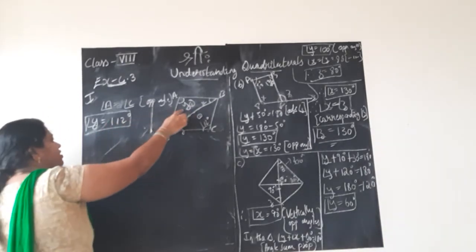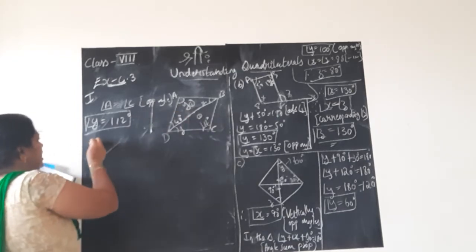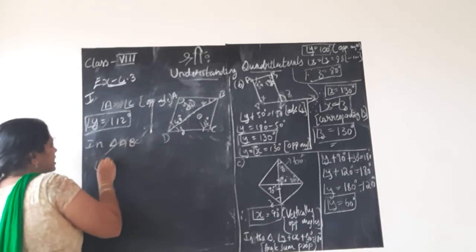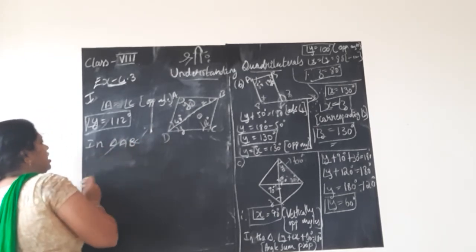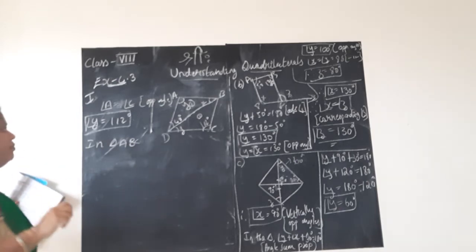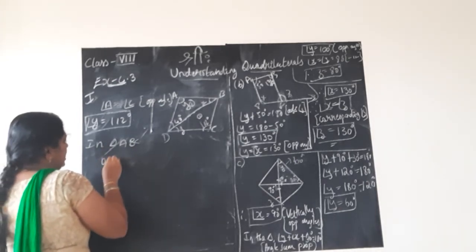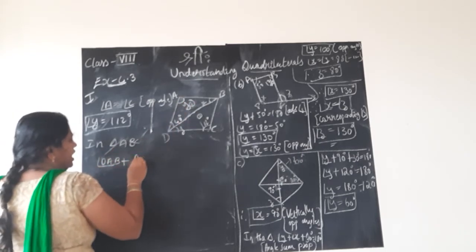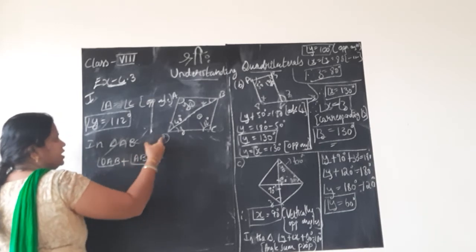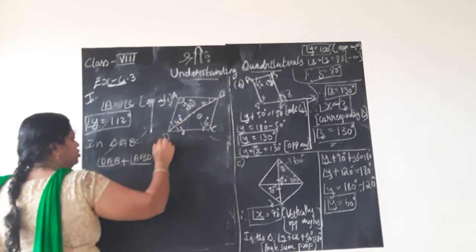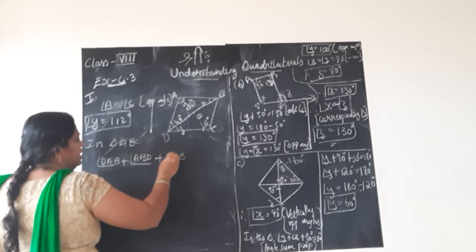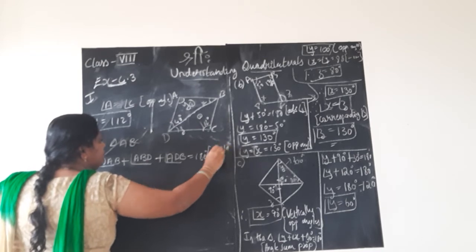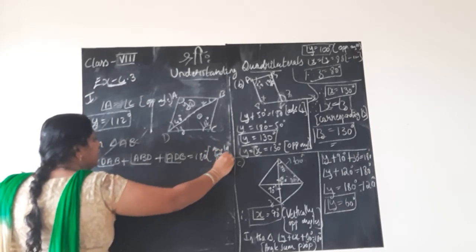So one triangle I will consider, that is first triangle ABD I will consider. So in triangle ABD, angle A, no. Whenever you mention angle children, with 3 alphabets only you mention. So angle DAB, that is angle A. Next angle B. Angle ABD plus angle ADB is 180 degree. Why? Reason you should give as angle sum property of a triangle.